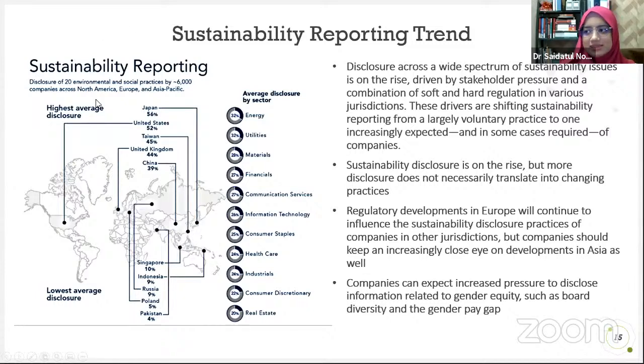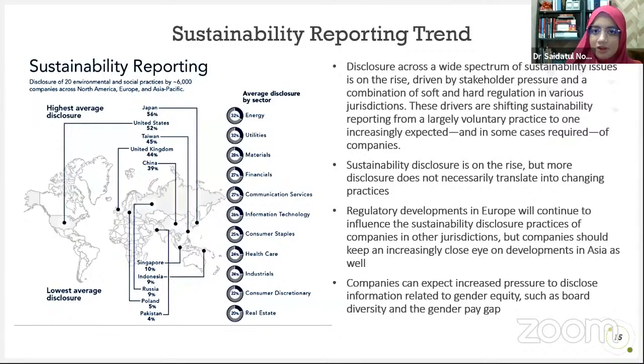Now we look at the reporting trend of worldwide businesses in terms of sustainability reporting. This is actually one of the most updated ones, because the KPMG one was done way back in 2017. So now it's already 2020, and this report is coming from 2019, so this is much more recent. This is a disclosure of 20 environmental and social practices by 6,000 companies across North America, Europe, and Asia Pacific. Leading the highest disclosure is Japan. Number two is the United States, then Taiwan, then the UK, and then China. And the rest is Asia Pacific: Singapore, Indonesia, Russia, Poland, Pakistan. But you can see that actually, the bigger the company, the more emphasis they put on sustainability.